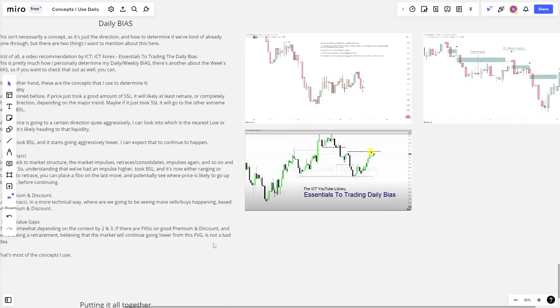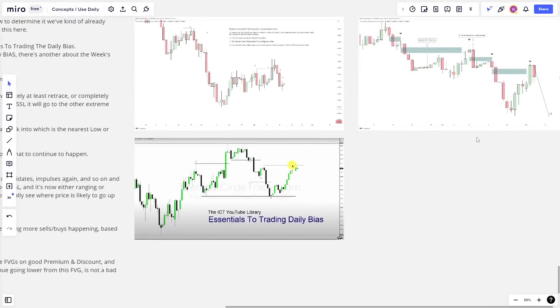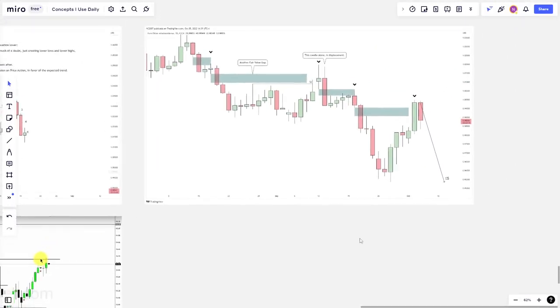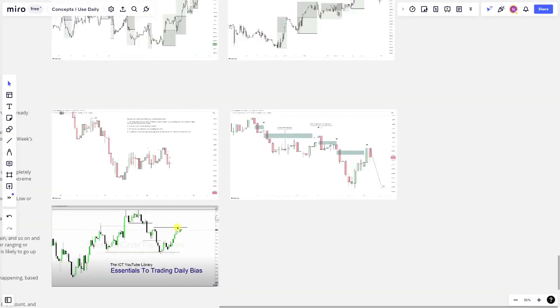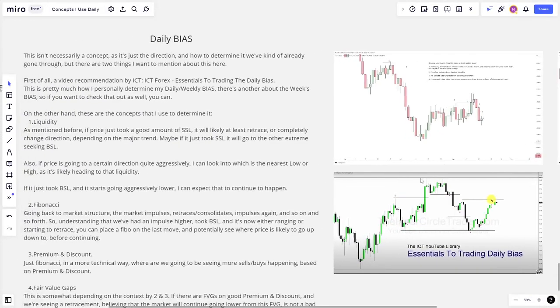Those are the concepts that I use, and that's what ICT uses, right? I like putting things together because it gives me more confluences: random buy side liquidity, fair value gap, displacement, market shift, more fair value gaps, and so on and so forth. It's really good to have a direction that we can understand for this day or for the other. So yeah, I just wanted to mention that about the daily bias. This is all that I have for now.